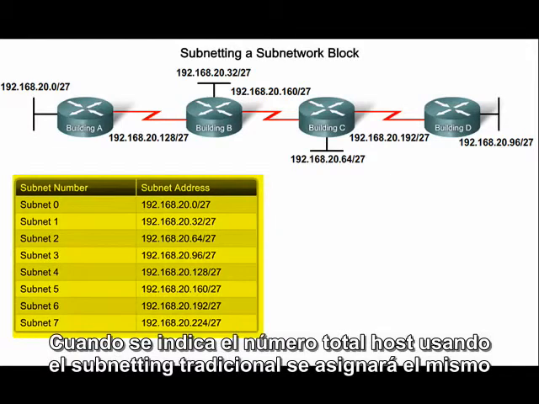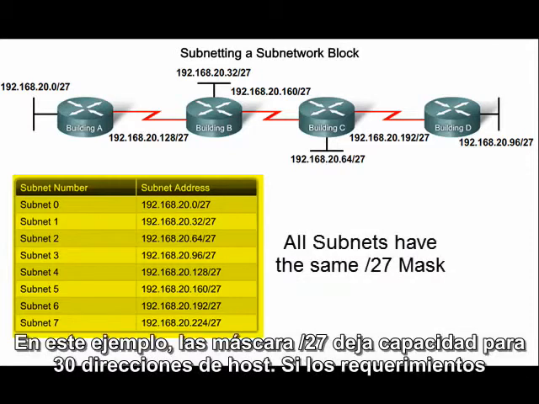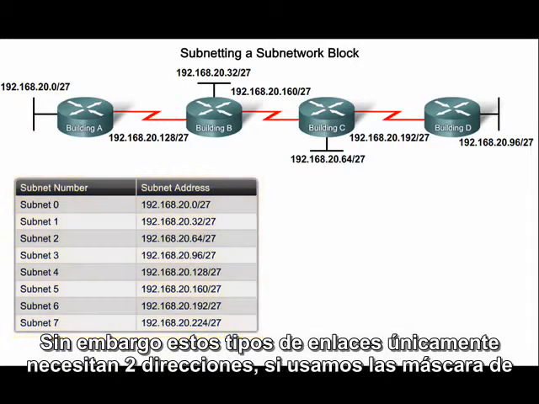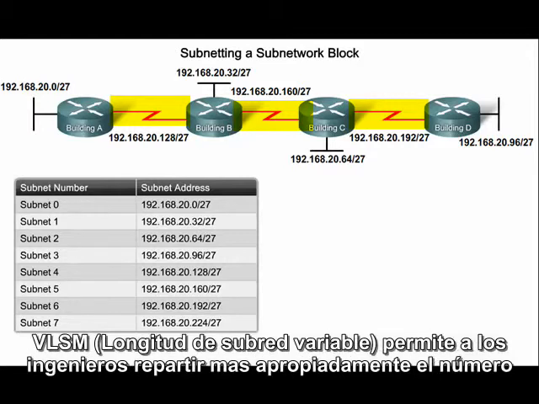When identifying the total number of hosts using traditional subnetting, we must allocate the same number of addresses for each subnet. In this example, the /27 mask leads to subnets capable of addressing 30 hosts. If addressing requirements necessitate fixed size address blocks, such a scheme would be efficient. However, these WAN links only need 2 addresses. Using a /27 mask for WAN links is highly inefficient because only 2 of the 30 available addresses are being used.